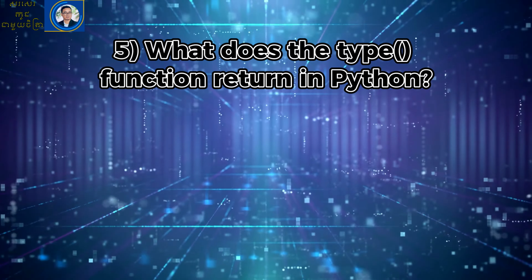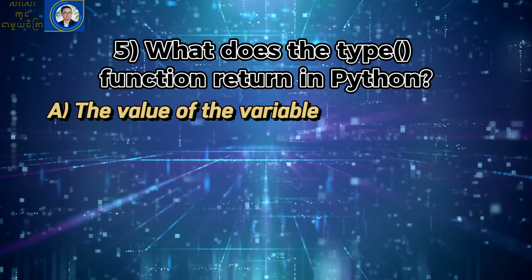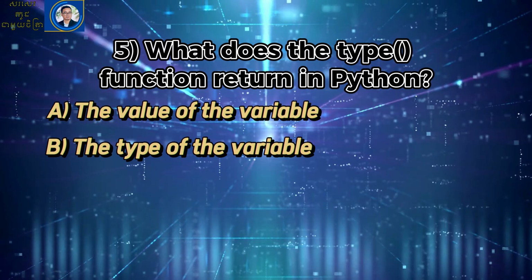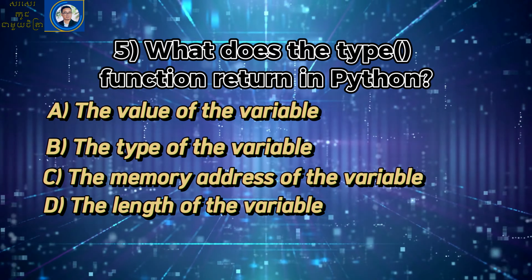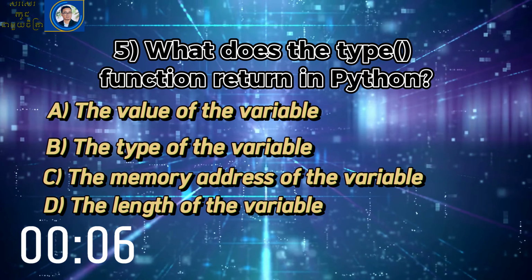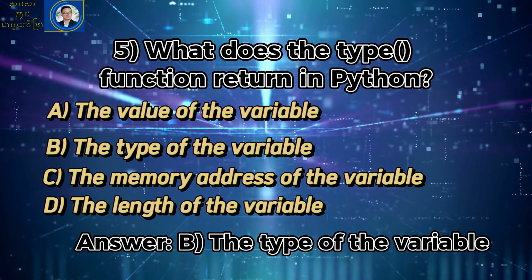5. What does the type function return in Python? A. The value of the variable. B. The type of the variable. C. The memory address of the variable. D. The length of the variable. Answer: B. The type of the variable.